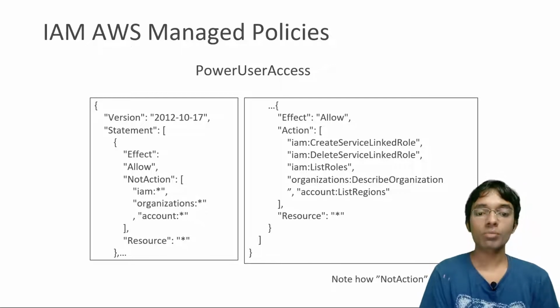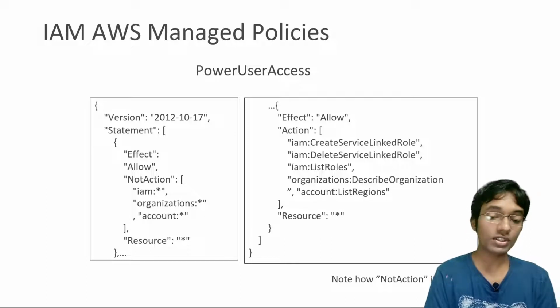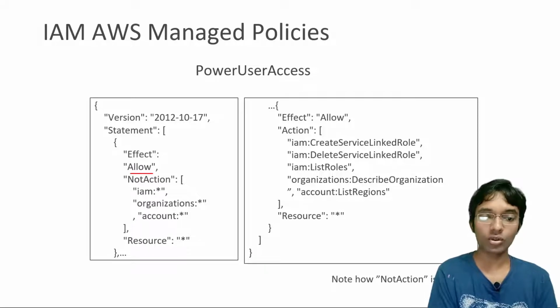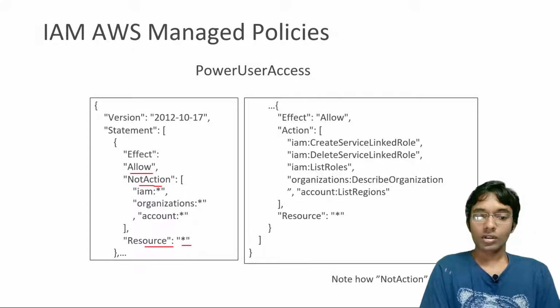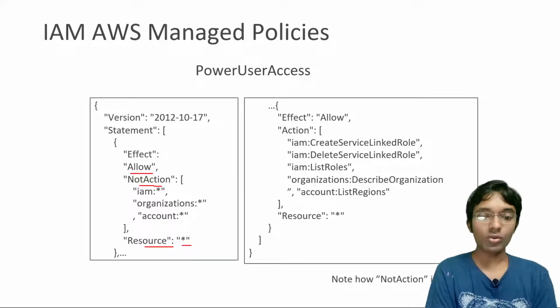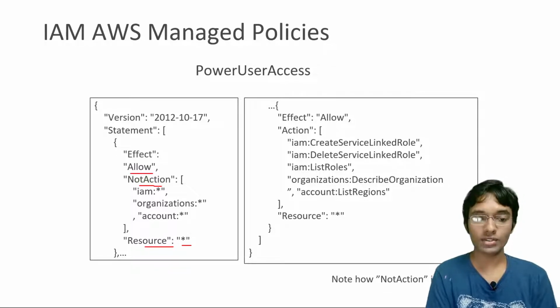Another very interesting policy, a bit less privileged, is called the AWS PowerUserAccess. You will be using this policy throughout your experience or throughout development. In the first one, the effect is allow, not action, on IAM star, organization star, and account star, for resource star. And it's also going to allow still a few IAM actions such as create service linked role, delete service linked role, list roles, describe organization, list regions.